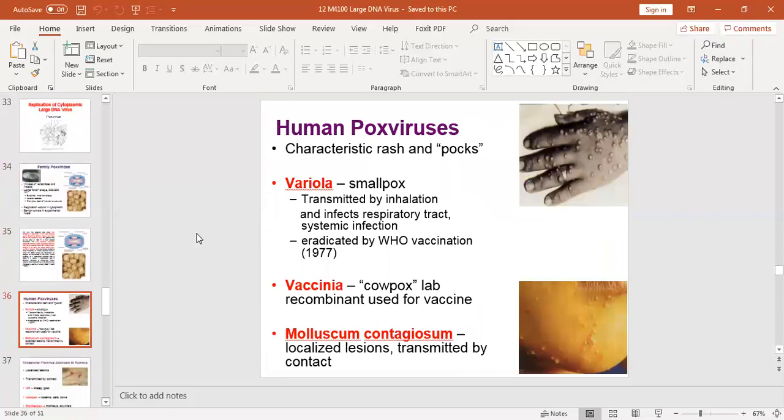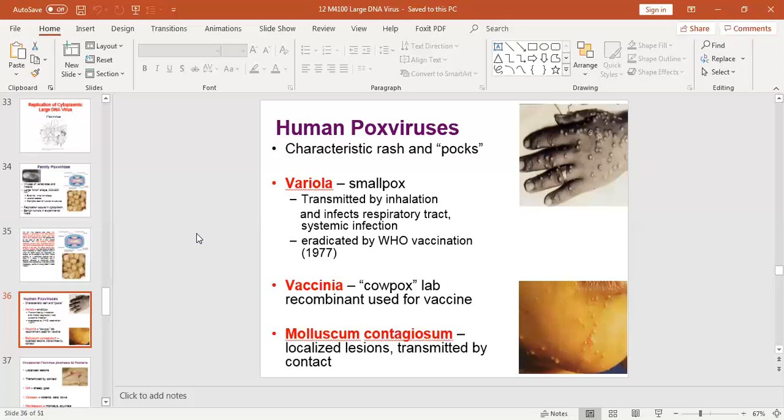Slide 36. Human pox viruses cause characteristic rash and pox. Viruses in this family that we'll talk about are variola, vaccinia, and molluscum contagiosum. Variola causes smallpox. The virus is transmitted by inhalation and infects respiratory tract cells. From there, it causes systemic infection.